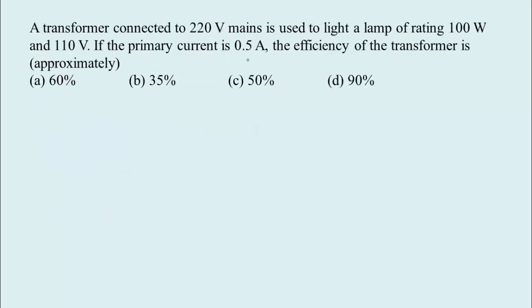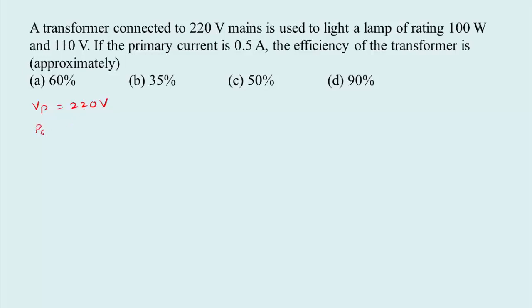A transformer connected to 220 volt mains is used to light a lamp of rating 100 watt and 110 volt. If the primary current is 0.5 ampere, the efficiency of the transformer is approximately. See here, voltage across primary is given. So we can write Vp is given, that is 220 volt. And it is used to light a lamp of rating 100 watt and 110 volt. So these are output here.